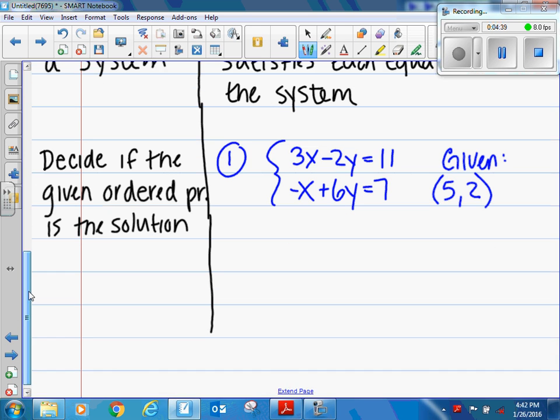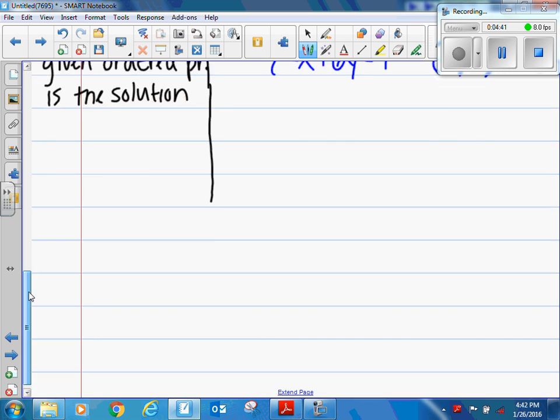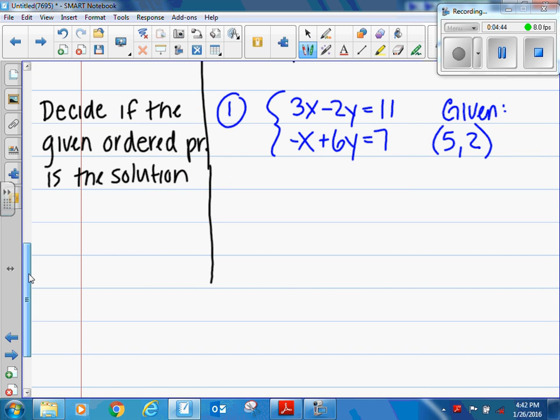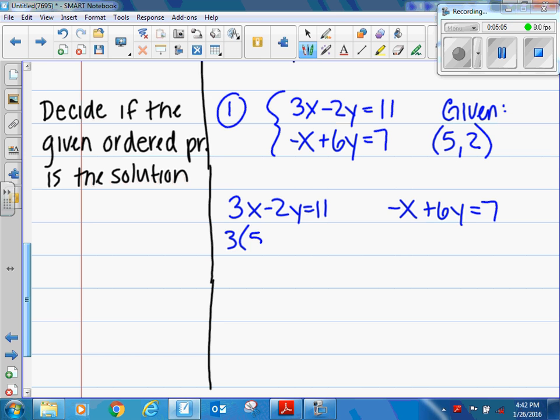Well, what are we going to do? It's kind of like we did when we were looking with just one linear equation and we had an ordered pair, and we asked, is it a solution? Well, we're going to pretty much do the same thing. But in this case, you have to plug it into both of the equations. So we're going to plug it into 3x minus 2y equals 11, and we're going to plug it into negative x plus 6y equals 7. So I'm going to work the one on the left. 3 times 5 minus 2 times 2 equals 11. 15 minus 4 equals 11. Well, that is true. 11 does equal 11, so that first equation worked.